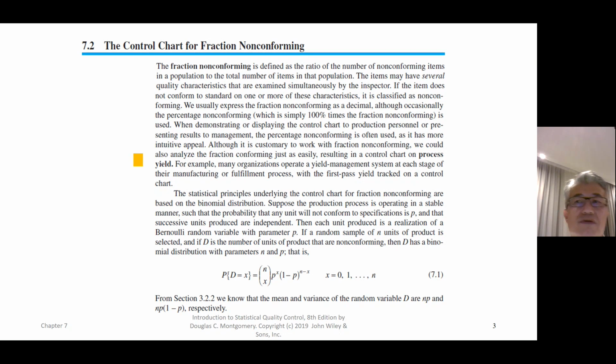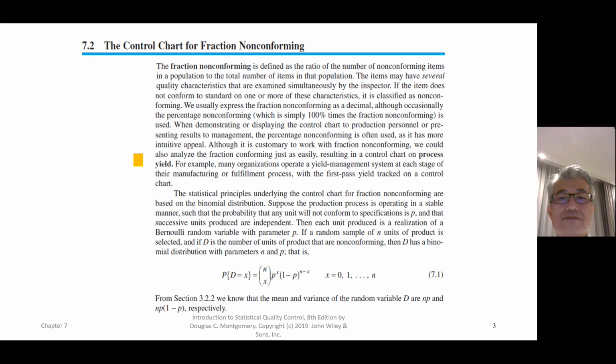Then the statistical principles underlying the control chart for fraction non-conforming are based on the binomial distribution. Suppose that the production process is operating in a stable manner, called statistical process control, such that the probability that any unit will not conform to specification is denoted by p, and that successive units produced are independent. This is based upon the assumption of Bernoulli trials.